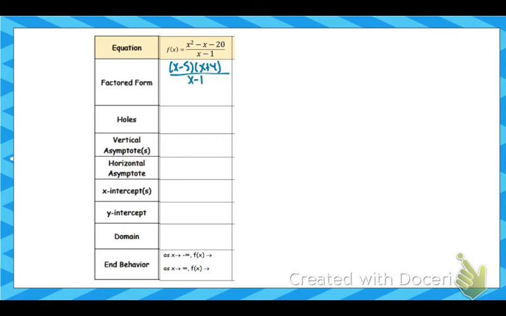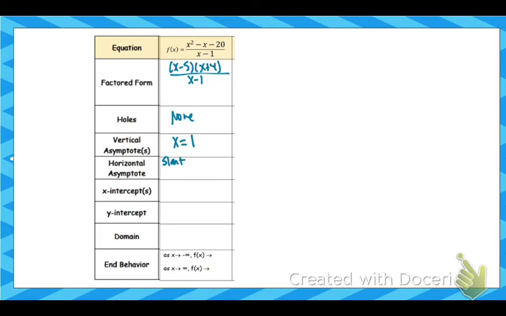Nothing cancels out, so there are no holes. Vertical asymptotes at the bottom equal to 0. Horizontal asymptote, this time there's none, but we're going to have a slant asymptote on this one because the degree on the top is higher than the degree on the bottom, and it's higher by 1 too. So we're going to have a slant asymptote. The way we find a slant asymptote is we just divide and we ignore the remainder.